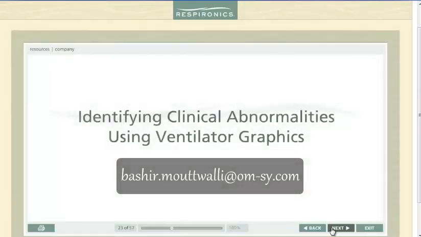Now that we have an understanding of normal waveform components, let's move our discussion to identifying clinical situations that can be detected by evaluating ventilator graphics. We will start our discussion with flow time curves.